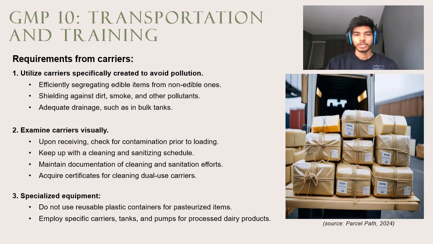Now coming on to transportation. Transportation should be done in such a manner to prevent food contamination and permit the effective separation of different foods or non-food items where necessary. Provide effective protection from contamination including dust and fumes, and drain adequately, for example bulk tanks. Visually inspect carriers upon receipt and prior to loading to ensure that they are free from contamination and are suitable for the transportation of food.